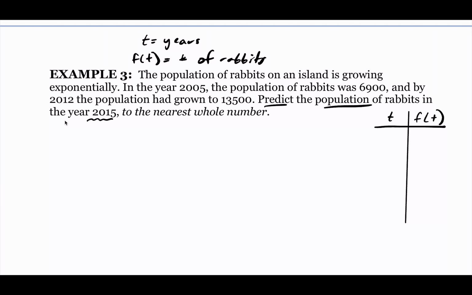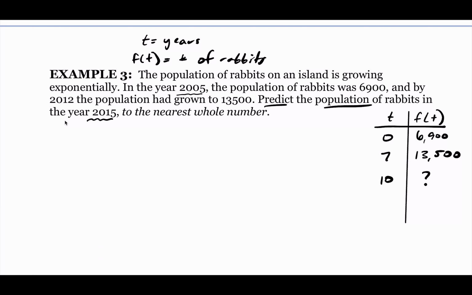So it says in 2005. Since that's the earliest year we have, we'll call that the initial. And then in 2012, which is 7 years later, there were 13,500 rabbits. They want us to know how many there would be in 2015. Well, 2015 is 10 years since the initial. So that's what we got to come up with. We got to figure out what that question mark is.